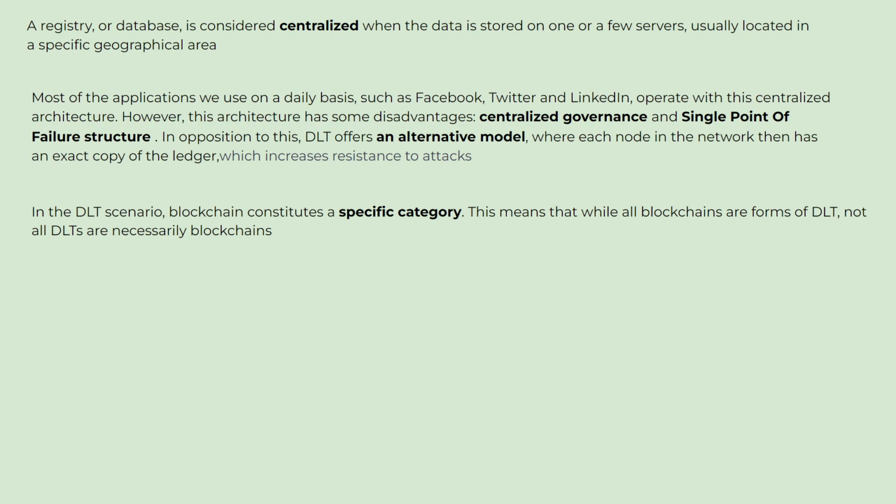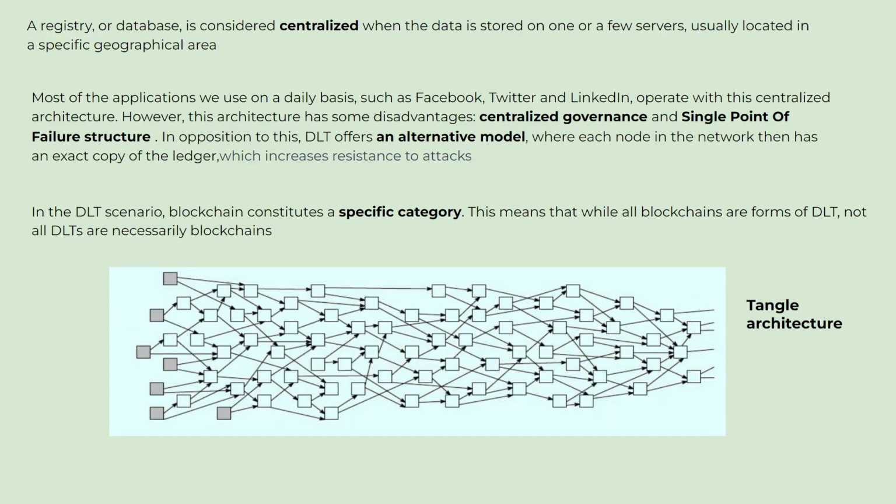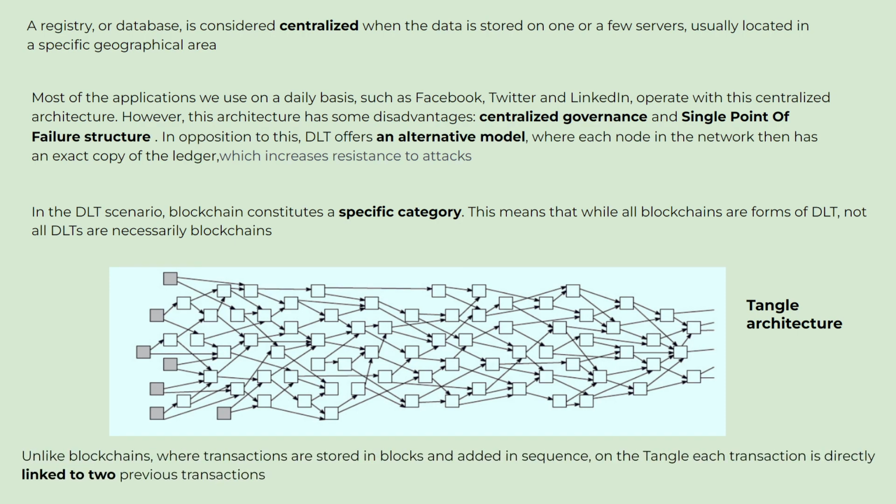An example of a DLT that does not fall into the blockchain category is the Tangle technology adopted by IOTA. Tangle is an alternative to traditional blockchains. Tangle was designed primarily for the Internet of Things, IoT, aiming to guarantee fee-free transactions and superior scalability compared to conventional blockchains.